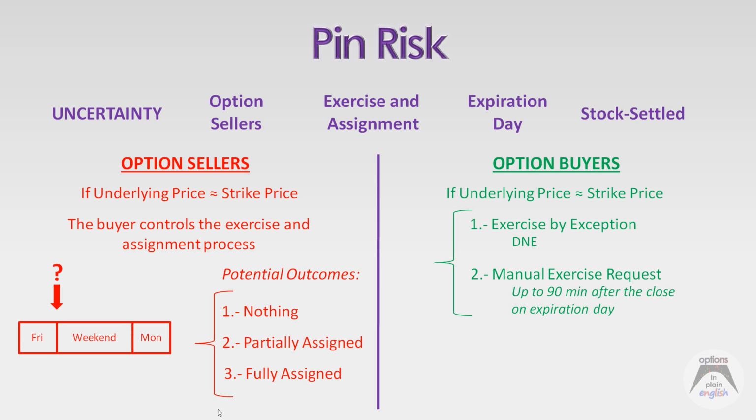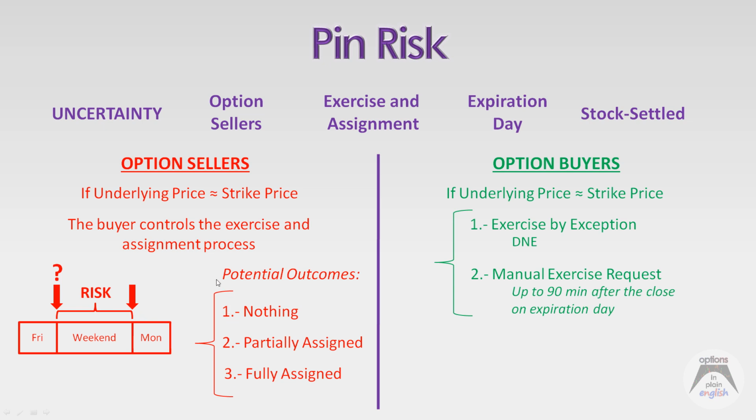at this point, you don't know if you're going to be assigned because you don't control that process, and the price makes it unclear whether there's going to be an exercise or not. At that point, you might be taking on some risk that you were not aware of. And by doing that, you're going to be exposed Monday morning. Why?